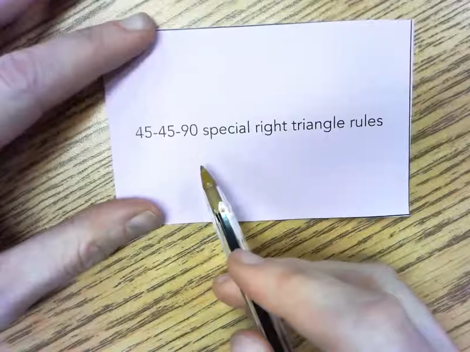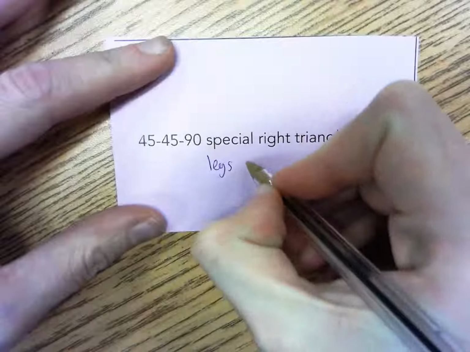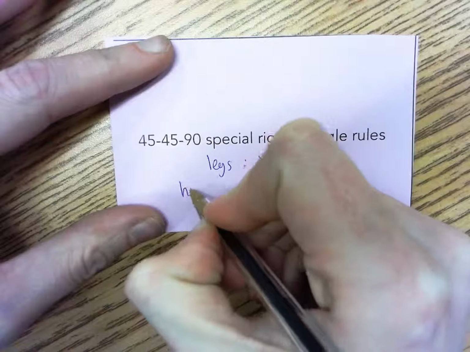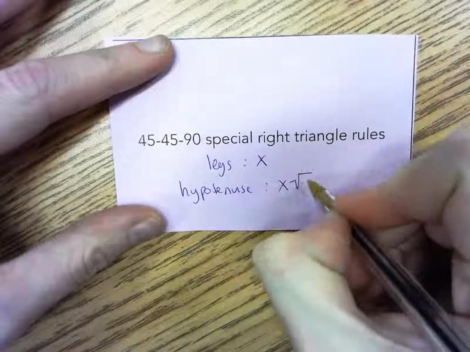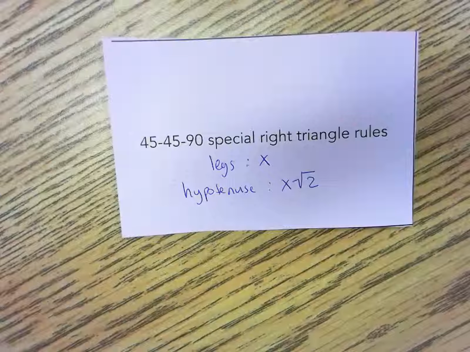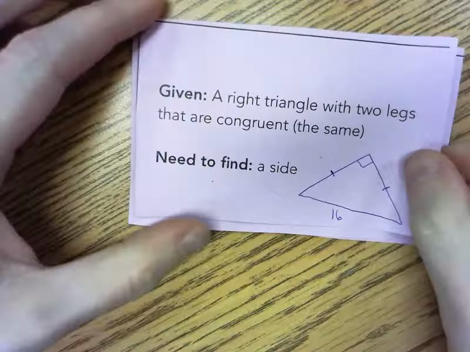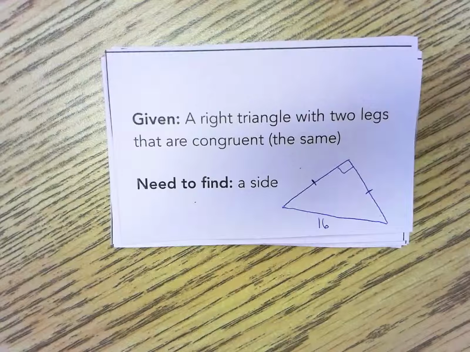So the way that we solve this is with our 45, 45, 90 special right triangle rules. We know that the legs are going to be x. And we know that the hypotenuse is going to be x square roots of 2. Go ahead and get that written down. Then add this card to your stack. One more time, go ahead and hold that stack up to your neighbor. The sub is going to set the timer for 1 minute and 20 seconds this time, and then unpause the video when you're ready.